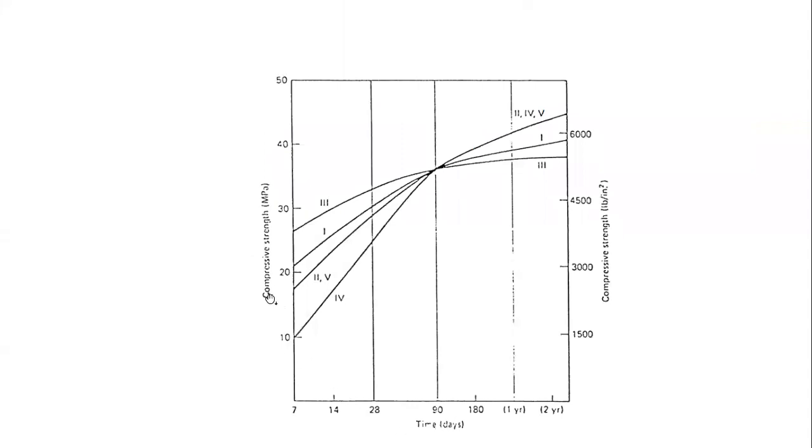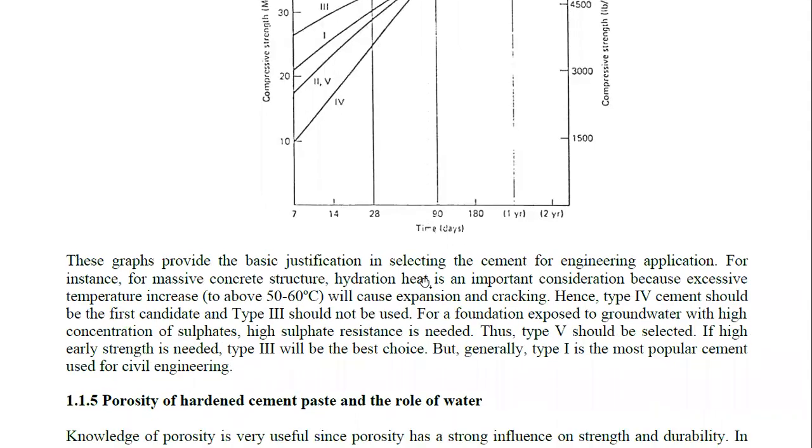And here is the graph between compressive strength and time of concrete. The strength is presented in MPa or Newton per mm square, and the time is in days. For type 1 the compressive strength shows this graph, for types 2, 4 and 5 this graph, and for type 3 this graph. These graphs provide the basic justification in selecting the cement for an engineering application.